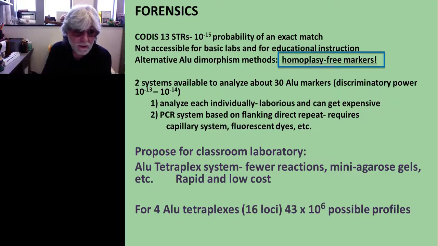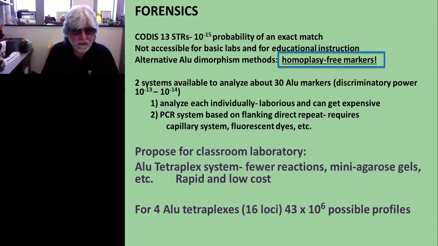Okay, and we compare to CODIS. You've got the 13 short tandem repeats, and you can see the probability of a match is 10 to the minus 15th. What's interesting about Alu elements is that they're homoplasy-free markers. If you have a G versus a C at a certain location, it could be a reverse mutation, but these are homoplasy-free, so these have to be identical by descent because the odds of 2 integrating to the same spot are astronomical, and they don't excise precisely like they integrated.